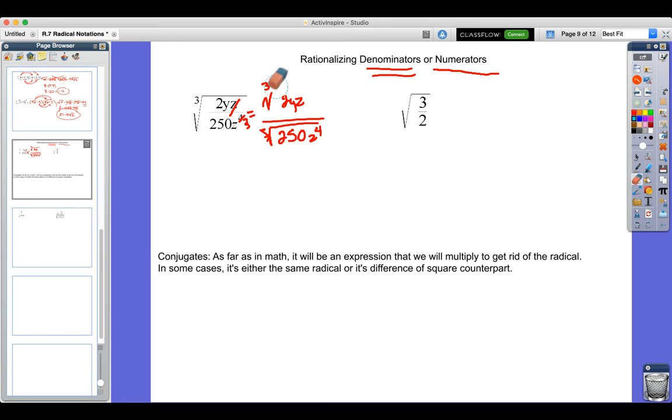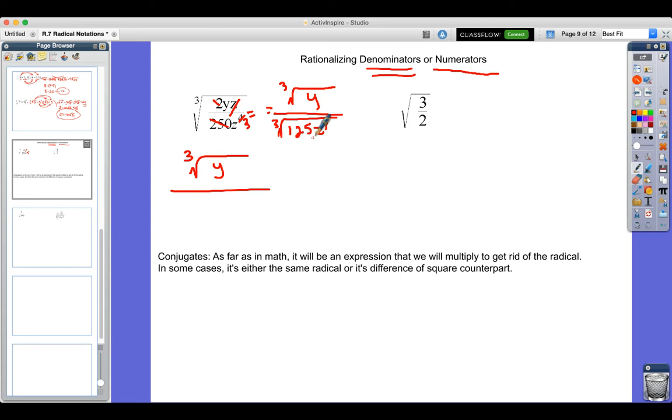So now that we have that, we're able to split it off. And then you can reduce the 250. We're left with just a y in the numerator. In the denominator, we're left with what? We're left with the cube root of 125 z cubed. Now, there is no cube root of just y, so that just stays as the cube root of y.